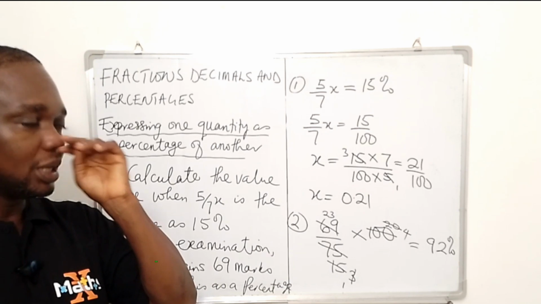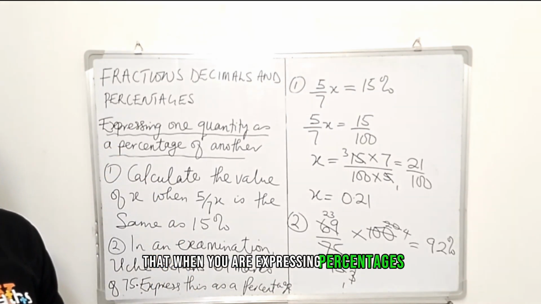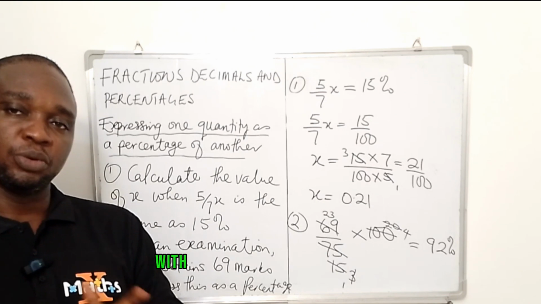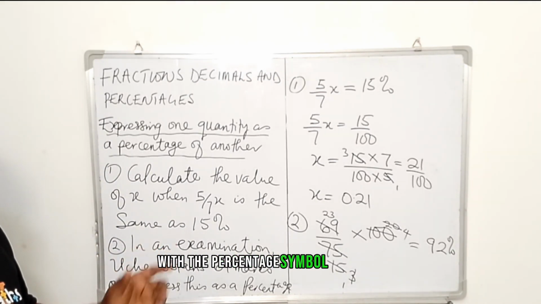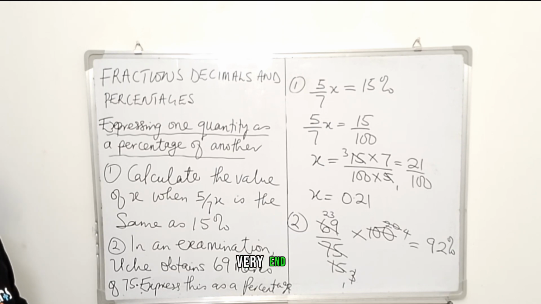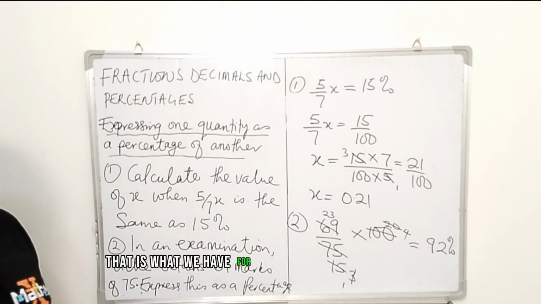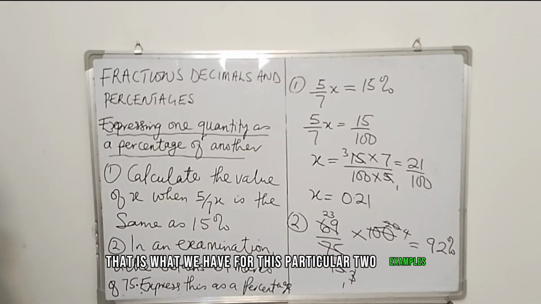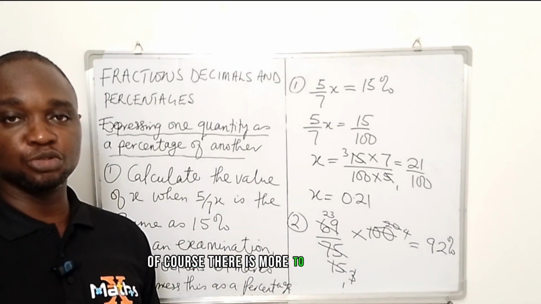Like I told you, when you are expressing percentages, it will be a numerical value with the percentage symbol at the very end. So that is what we have for these two examples. Of course, there is more to try.